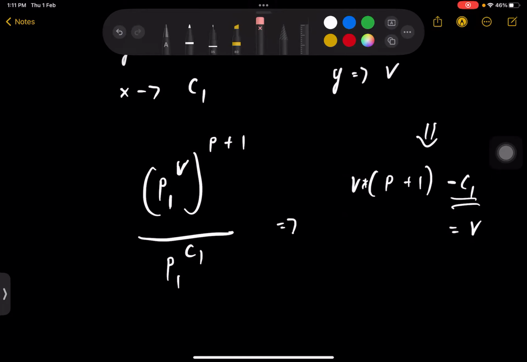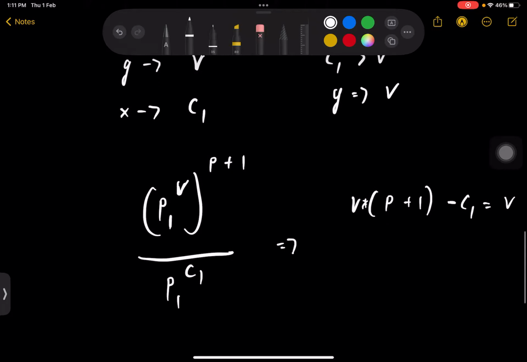P is always minimum 1. If P was 0, then it would not be possible at all. But they mentioned in the question P is starting from 1, so that will not apply. So only one such value can exist.